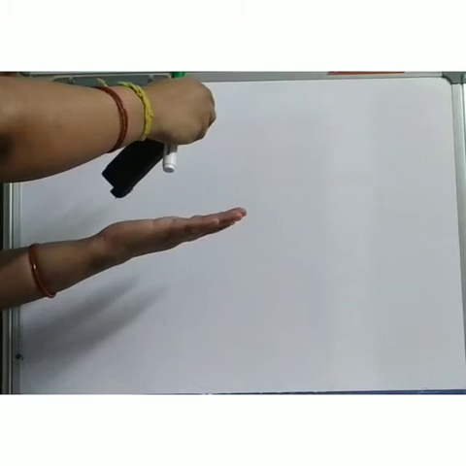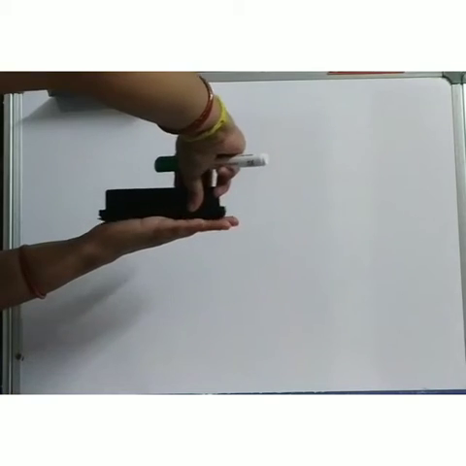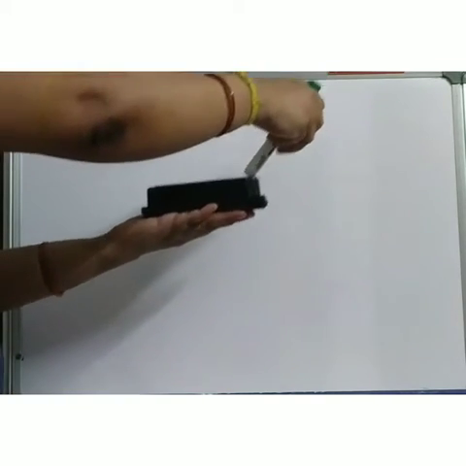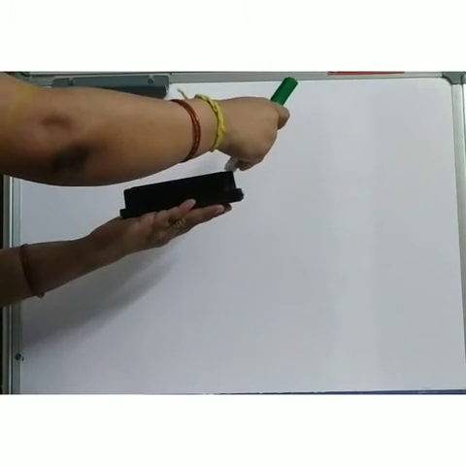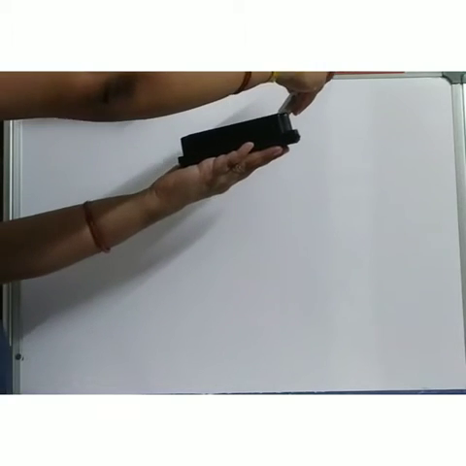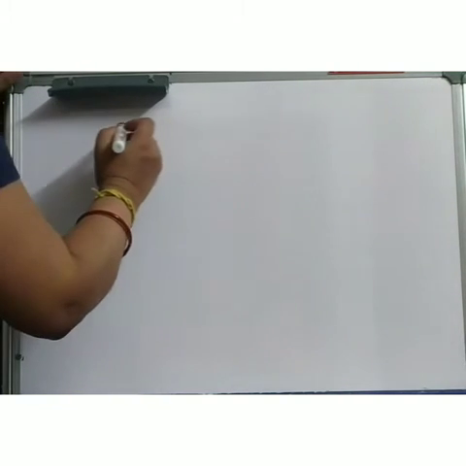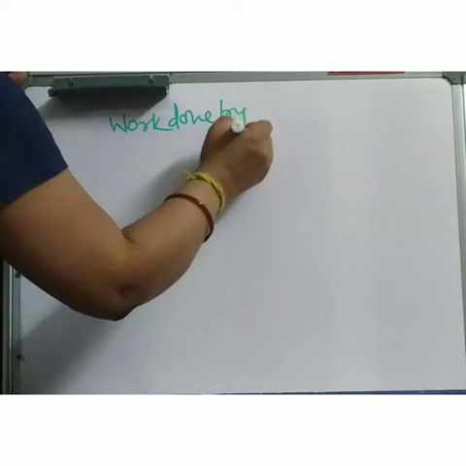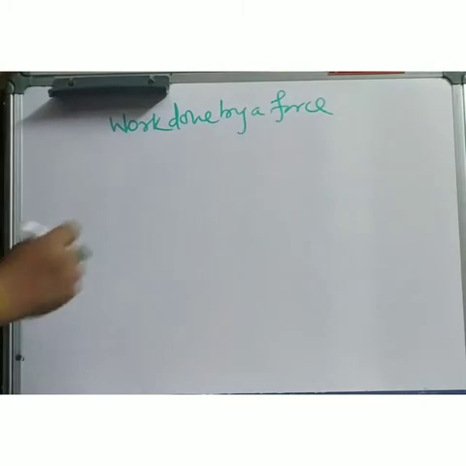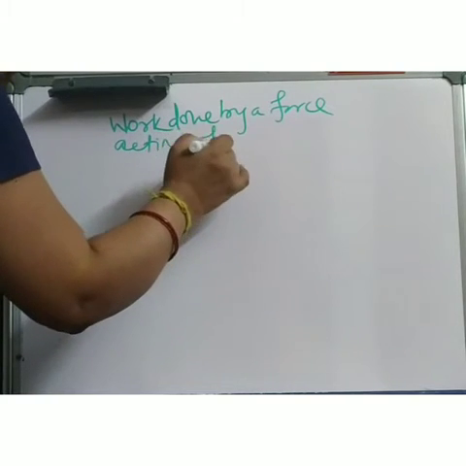You might have seen kids pulling their car with a string like this. The car will be moving like this, but the string will be like this. They keep the string attached to the car and pull it. The car will be moving, but the force applied will be in this direction. So now we are going to discuss work done by a force acting obliquely.